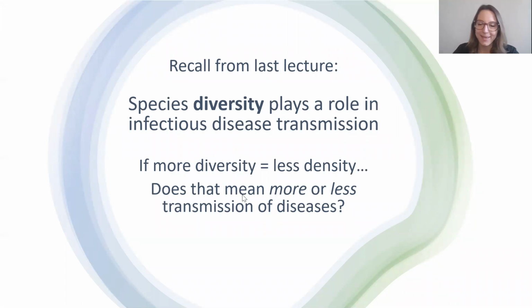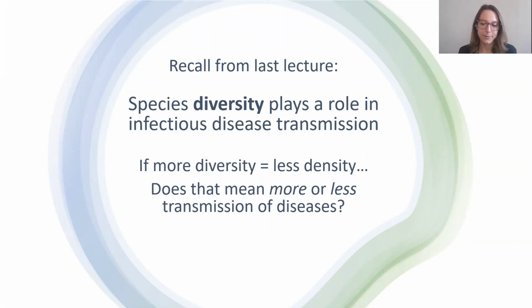So for those of you saying less, Lamisa says less density would lead to less contact with other species to transmit the disease. Exactly, yeah. So I think a lot of you got this. So more diversity means more species, which means usually less transmission of diseases, because the more diversity you have, the less density you have, the more that these species sort of keep the populations in check, right?